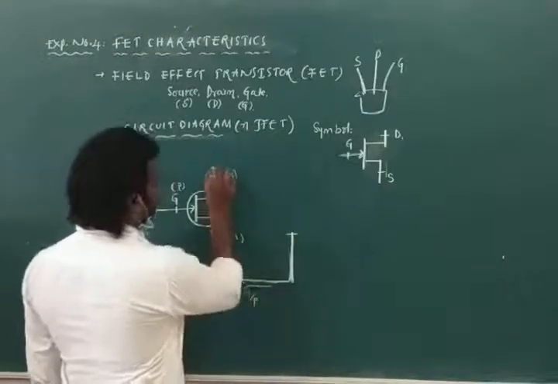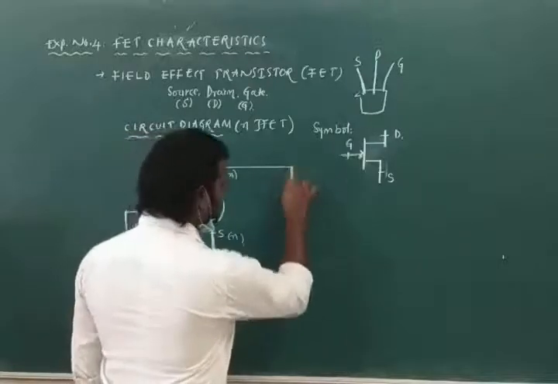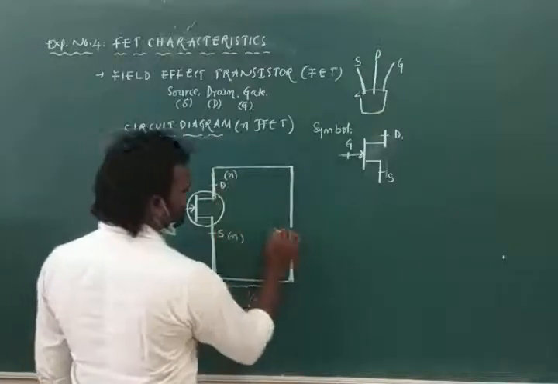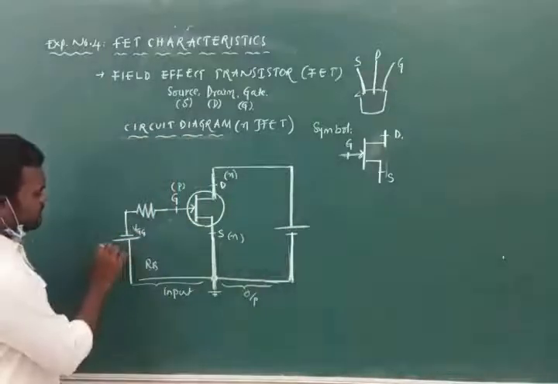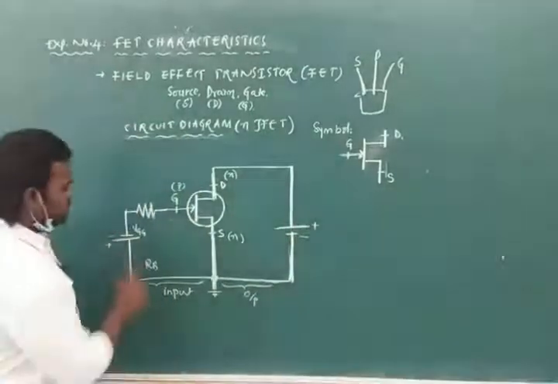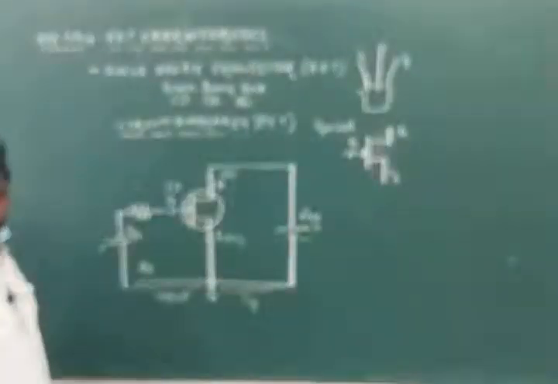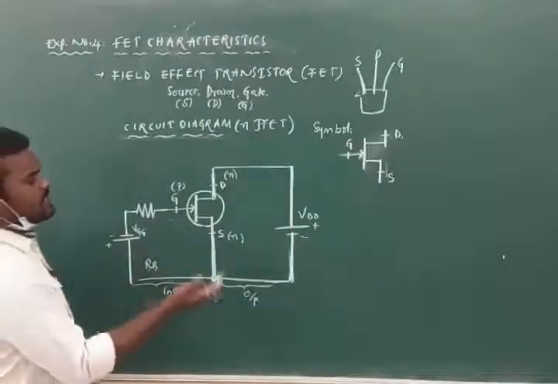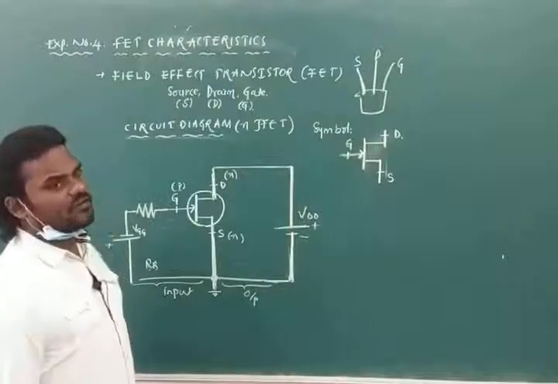Then the drain must be connected in reverse bias in such a way that it has to drag the majority charge carriers. Reverse bias means N must be connected to positive. This is plus and this is minus. This is minus and this is plus. This biasing voltage is VGG, this biasing voltage is VDD. Clear?